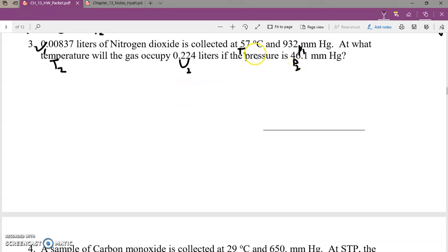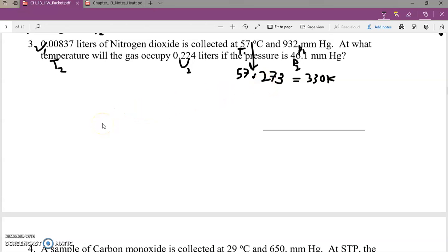One thing to note is that this has to be in Kelvin, right? So we take 57 and add 273. What number is that? 330. There we go. Now again, plug it in as you see it.